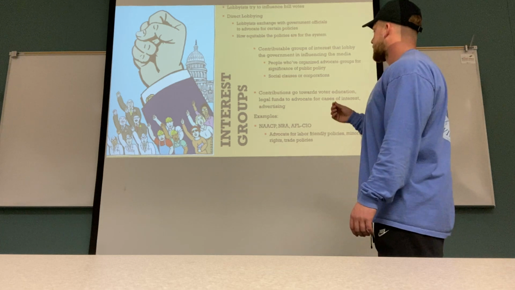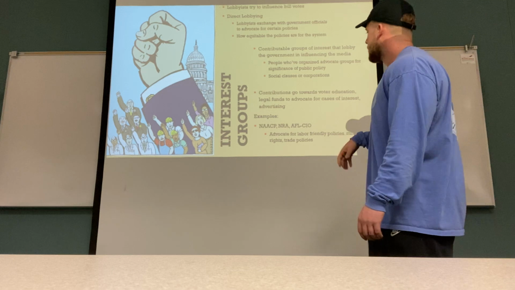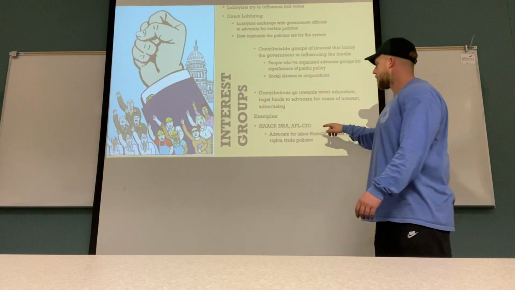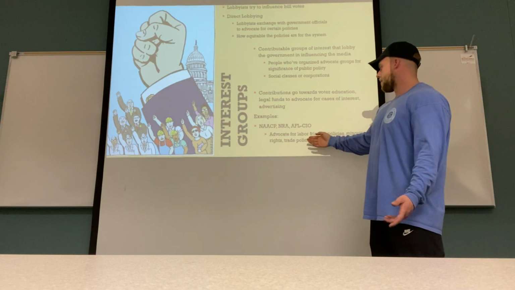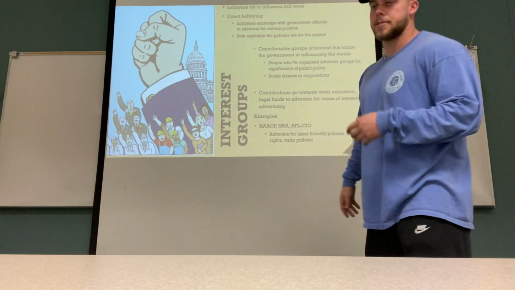Contributions go towards voter education, legal funds to advocate for cases of interest, and advertising. Examples of interest groups are NAACP, NRA, and AFL-CIO, and they advocate for labor-friendly policies, minority rights, and trade policies.